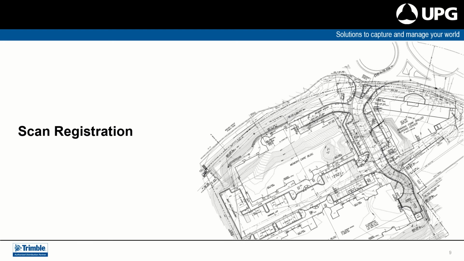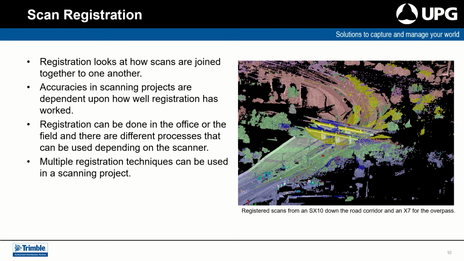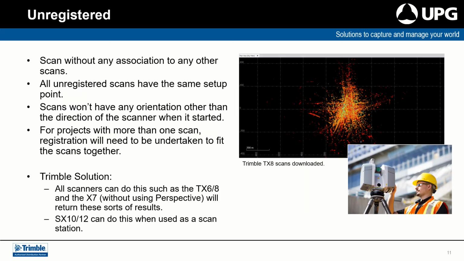We've talked through already about different types of scan registration, and we'll take a bit more of a look at those now. So as I mentioned, registration looks at how scans are joined together. Accuracies in scanning projects are dependent upon how well the registration has worked. Registration can be done in the office, or in newer scanners can be done in the field, where the process is joined together in the field and the office gets a registered set of data. Multiple registration techniques can be used in a single scanning project, and different registration techniques will give different results.